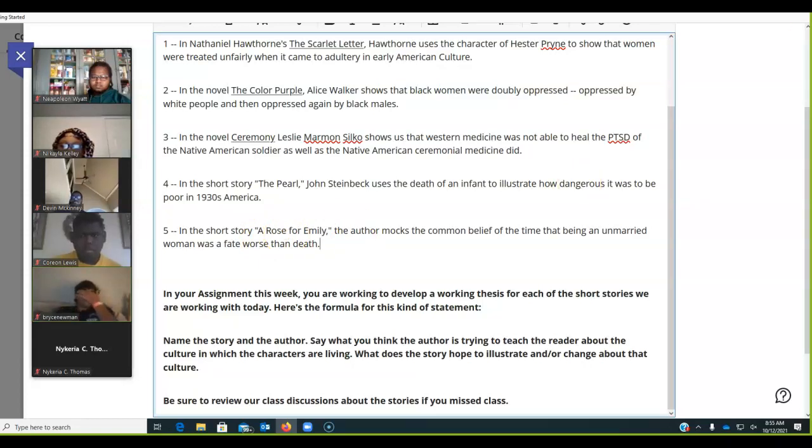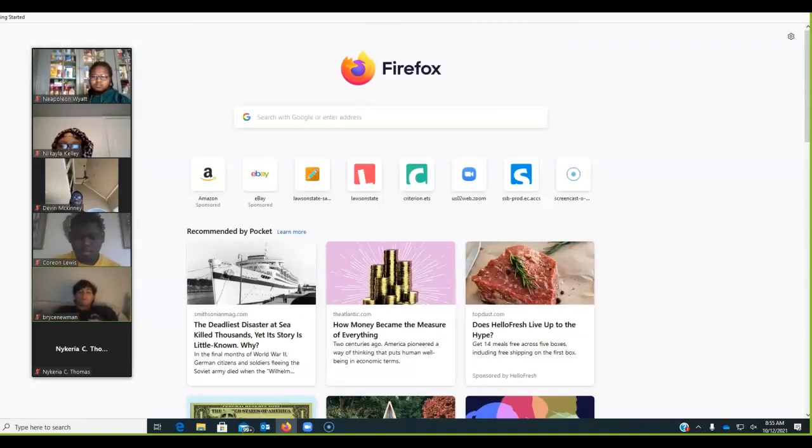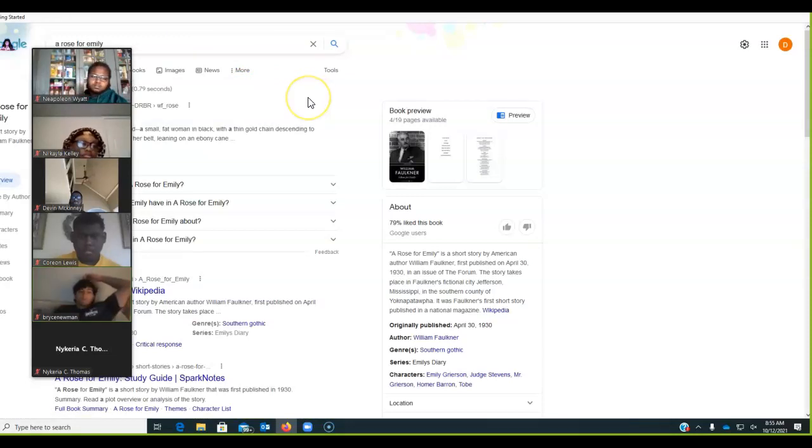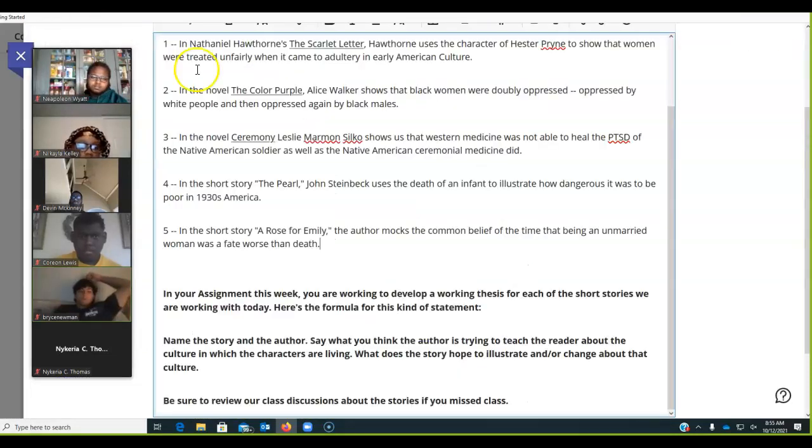Who wrote A Rose for Emily? I need to look that up immediately. Let's fix it. A Rose for Emily. Let's find out who wrote that real quick. Faulkner. I was correct. Hot dog.